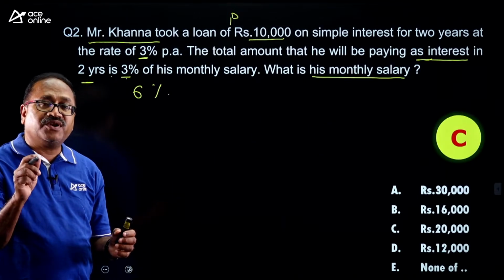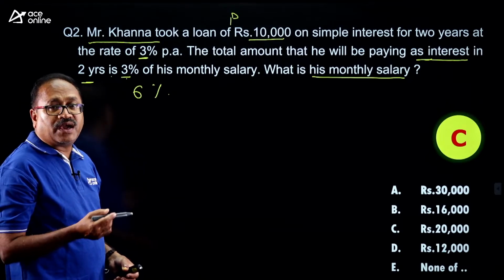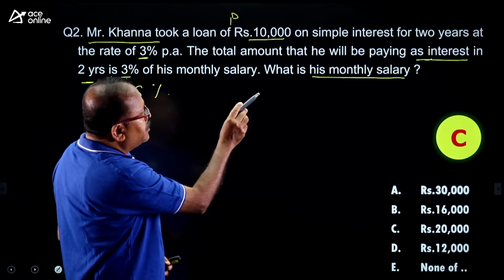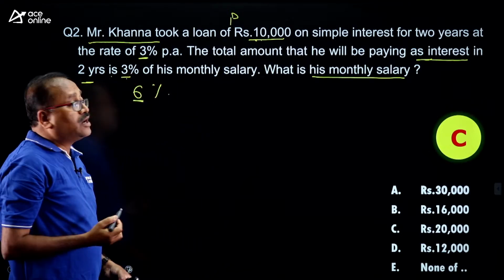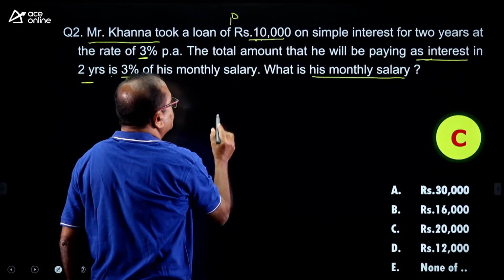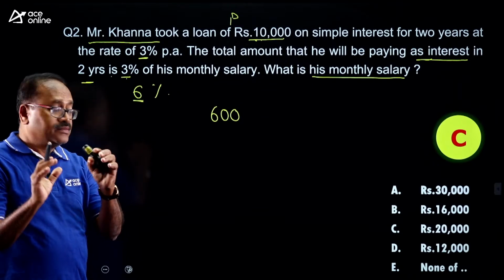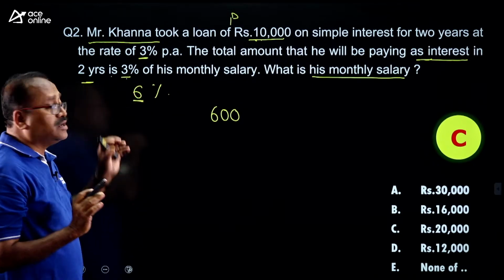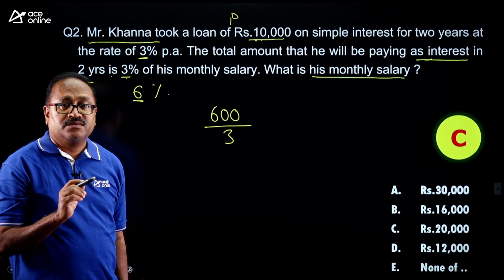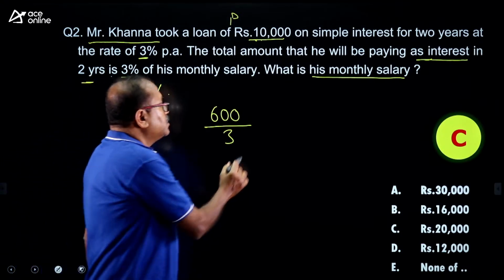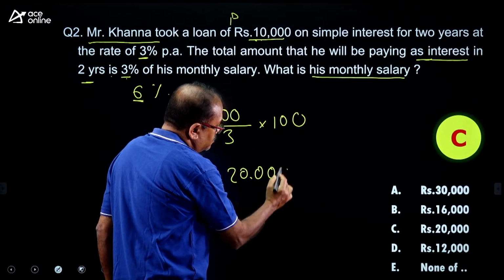Option choice C. If your answer is C, you are right. Fantastic. Okay. What we have to find out is how much is the interest. So I know 6% interest on 10,000. That is nothing but this is 1%, 6% is 600. I need to get the salary. This is 3% of the salary. Here it's given. So divide by 3, you are getting 1%. What I need is 100%. So multiply this by 100. So you are getting this one as 20,000.